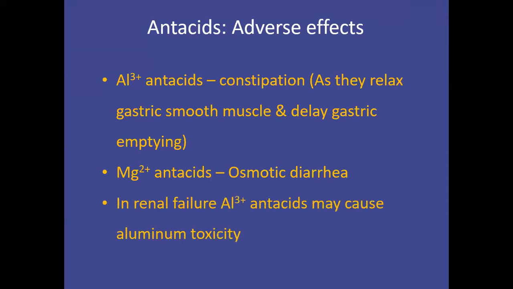So in renal failure, aluminum antacids may cause aluminum toxicity in spite of the fact that they are minimally absorbed. But even that slight increase in aluminum in the context of renal failure may produce aluminum toxicity because then it will accumulate. So in renal failure, aluminum-based antacids are contraindicated.